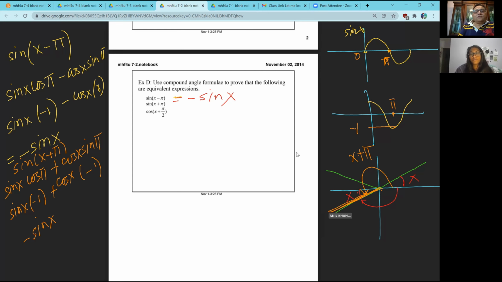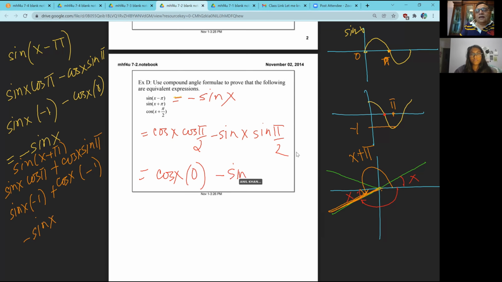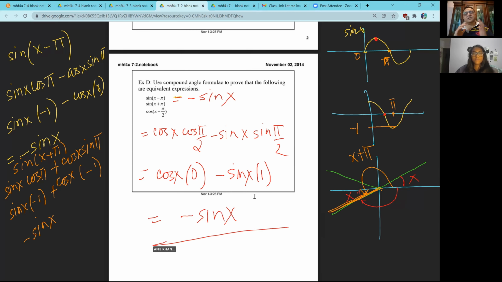Now let's do cos of x plus pi by 2. Expand it. What do you get? Cos of x plus pi by 2 is cos x cos pi by 2 minus sine x sine pi by 2. Apply the formula, nothing else. So it is cos x, and cos of pi by 2 is 0, minus sine x, and sine of pi by 2 is 1. So we again get minus sine x. So all three expressions are actually equal to minus sine x. The last one is the co-function identity.